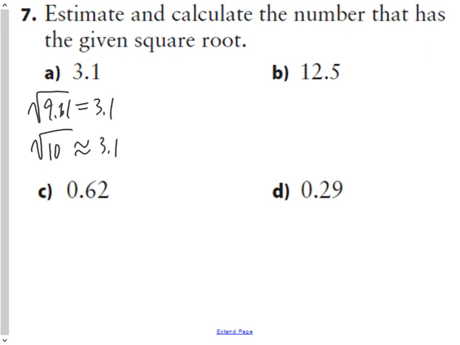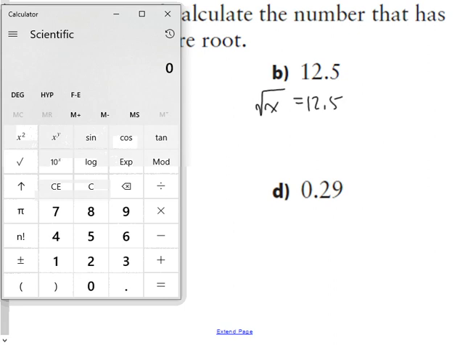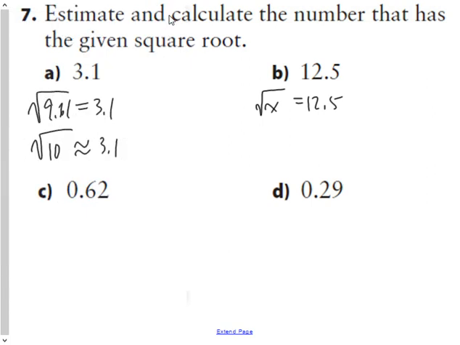The next one, if I wanted to calculate it, what number has a square root of 12.5? Well, I could take my calculator and go 12.5 multiplied by itself, right? And I'm not going to do that right yet. I'm going to do estimation first.